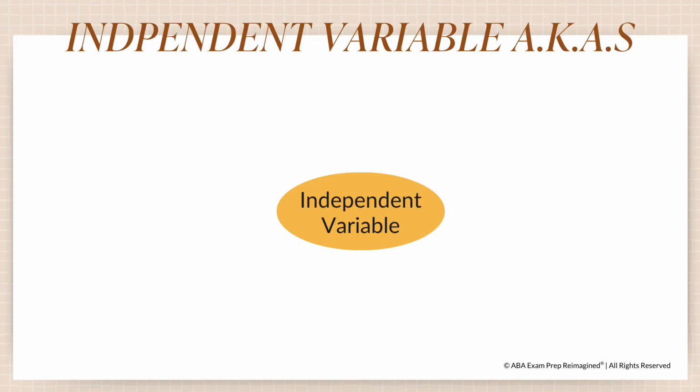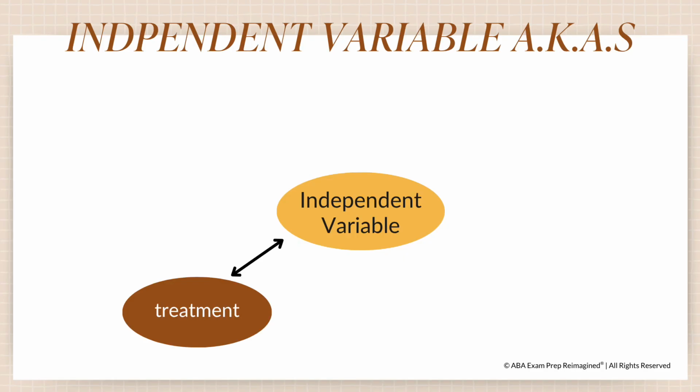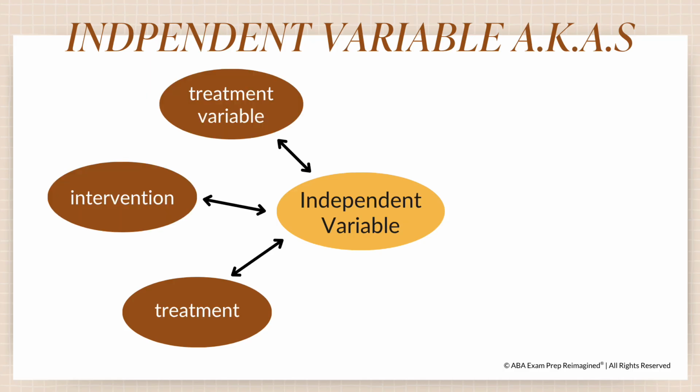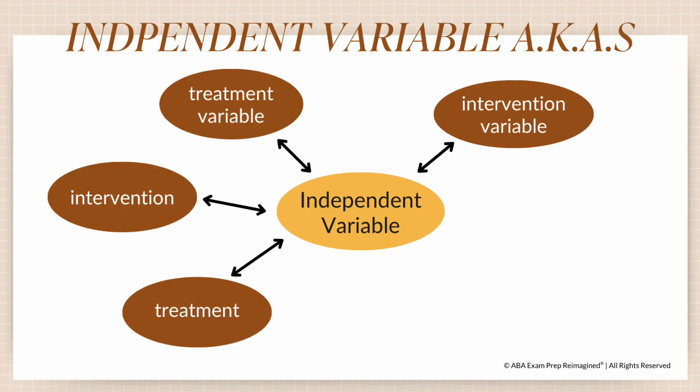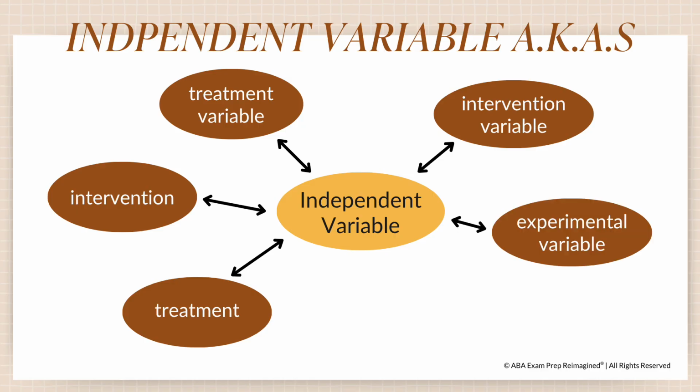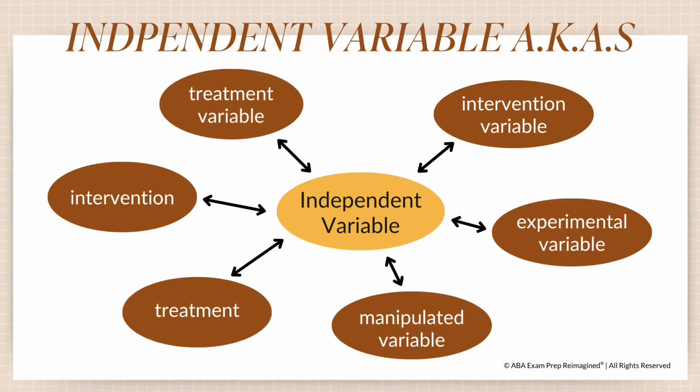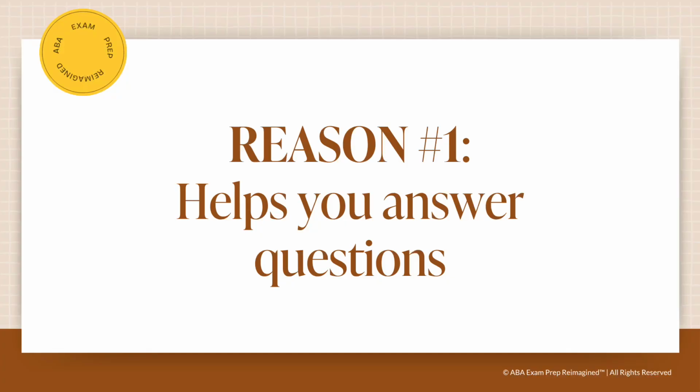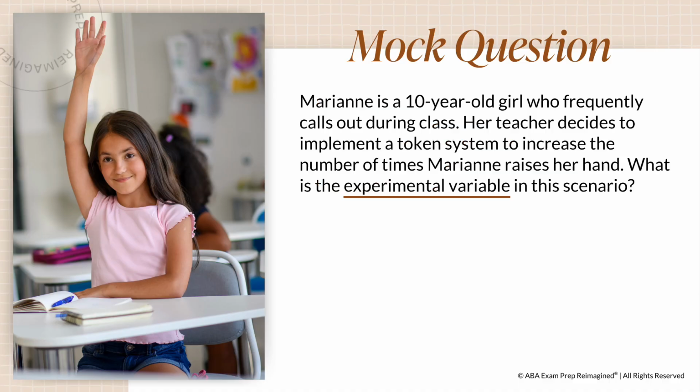Some terms on the exam have multiple AKAs. For example, the independent variable is also known as the treatment and the intervention, and the treatment variable, and the intervention variable, and the experimental variable, and the manipulated variable. Now that's a lot of AKAs for one term, and if you don't know all of them, you can really get tripped up on the exam. Here's 3 reasons why. First, knowing your AKAs helps you answer questions.